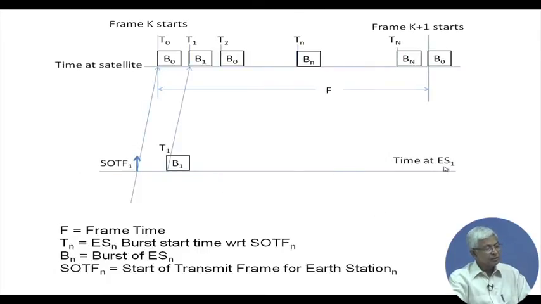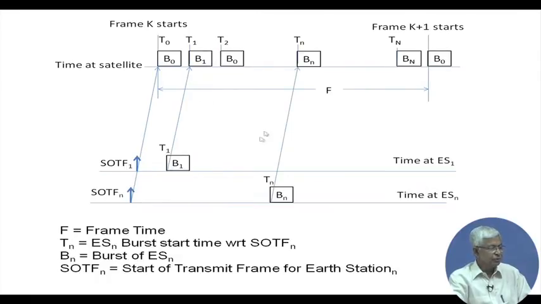So, station 1, whose position in the time frame is B1, has to estimate this as if he himself is the reference burst. So, he should have transmitted the start of transmit frame at some point, which is T0, and from there, T1 time away, he will transmit his burst. Similarly, station 2 or station n will estimate SOTF n for his position, with respect to that nth position delay.